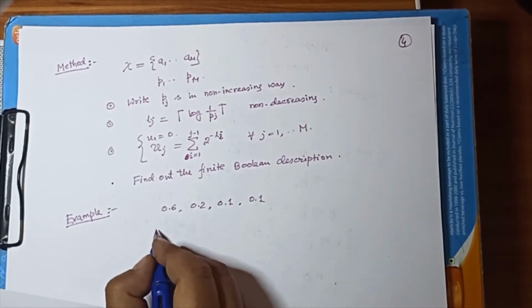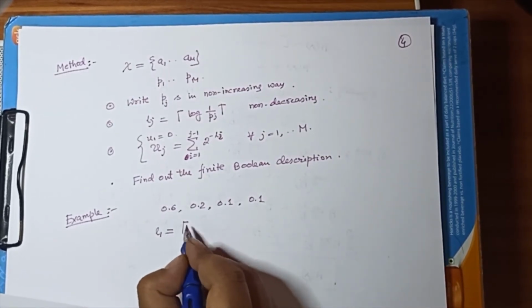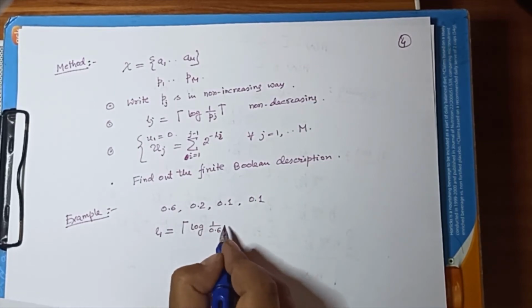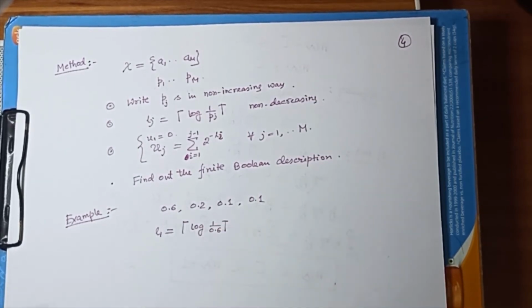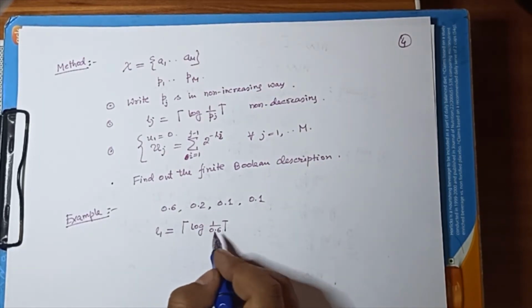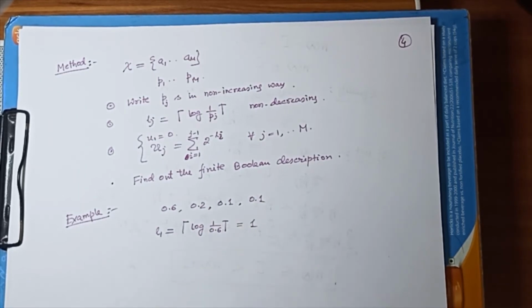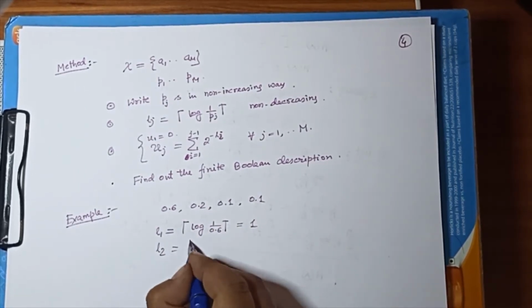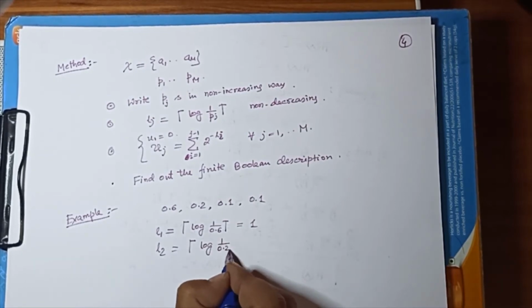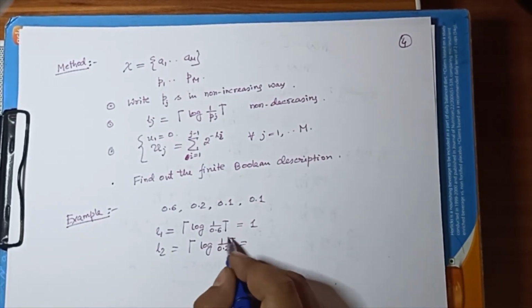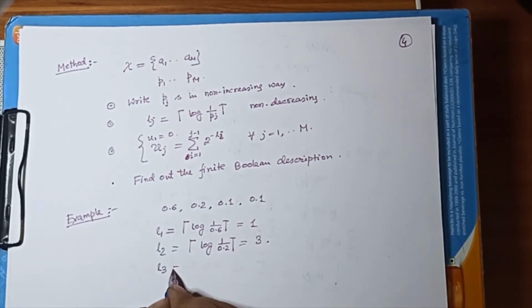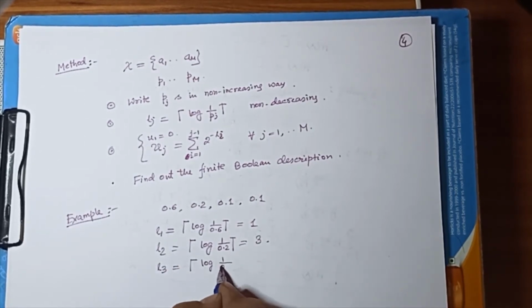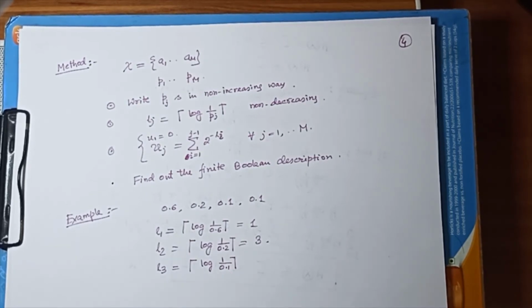Then what are the Lj's? L1 is equal to ceiling of log 1 by 0.6. So 1 by 0.6 is 1 point something, a fraction, so the ceiling of that is 1. This is fine. What is L2? L2 is ceiling of log 1 by 0.2, so that is log 5, that is 2 point something. Ceiling of that is 3. L3 is log of 1 by 0.1, that is log of 10, which is 3 point something. Ceiling of that is 4. L4 is similarly 4. So this is 1, 3, 4, 4.